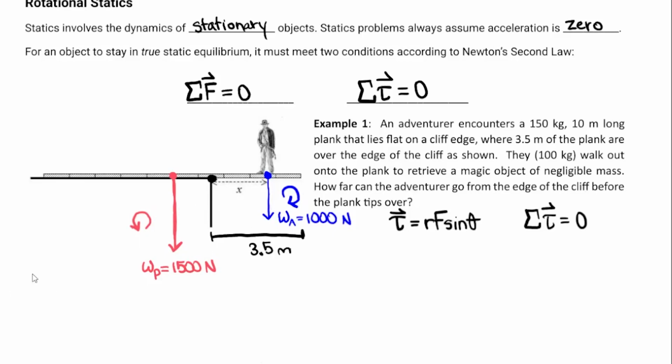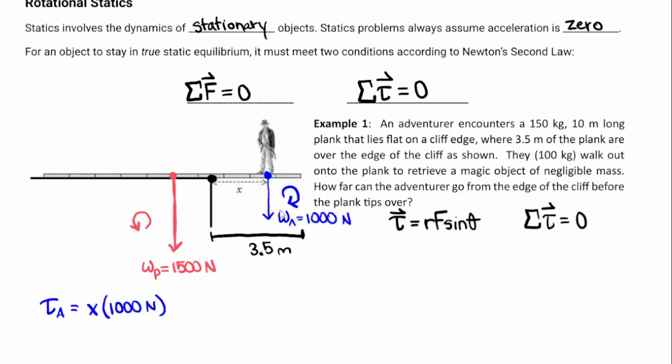So let's calculate our torques really quick. The torque of the adventurer is going to equal the distance x away from the pivot, which we don't know, that's what we're trying to solve here, times the force involved, so that's times 1000 newtons. And then the sine of the angle here is going to amount to 1. Why? Well, remember, distance x is going out this way, to the right. The weight is going down.